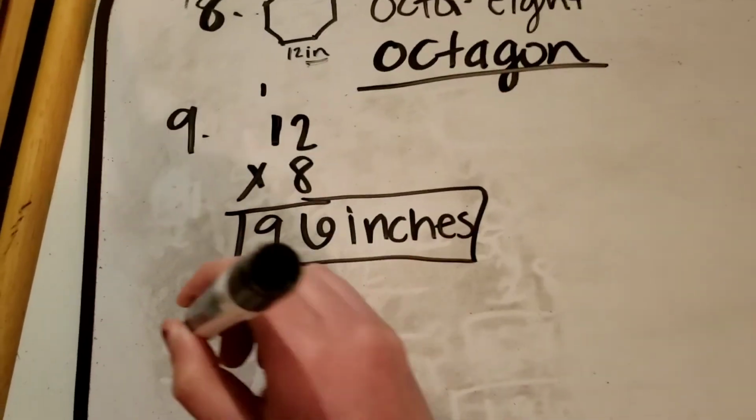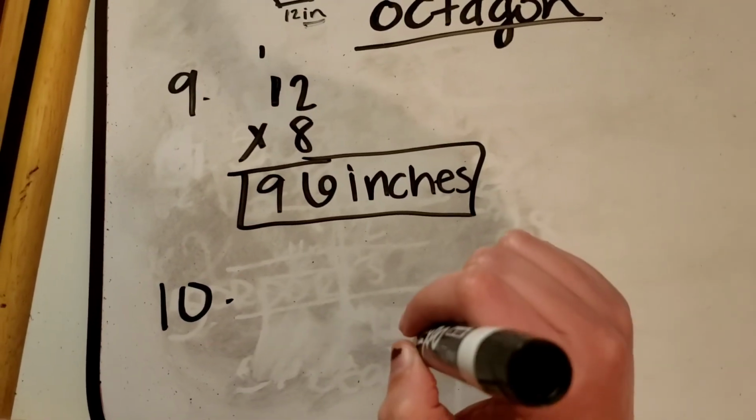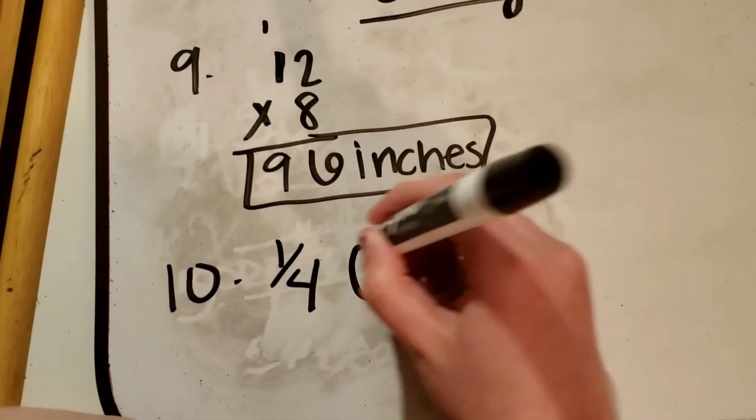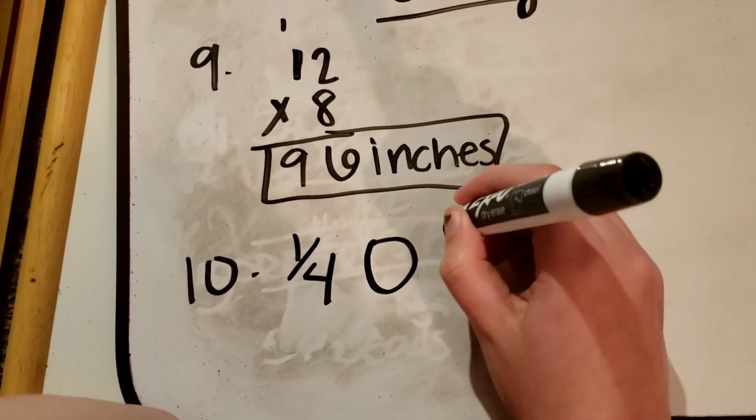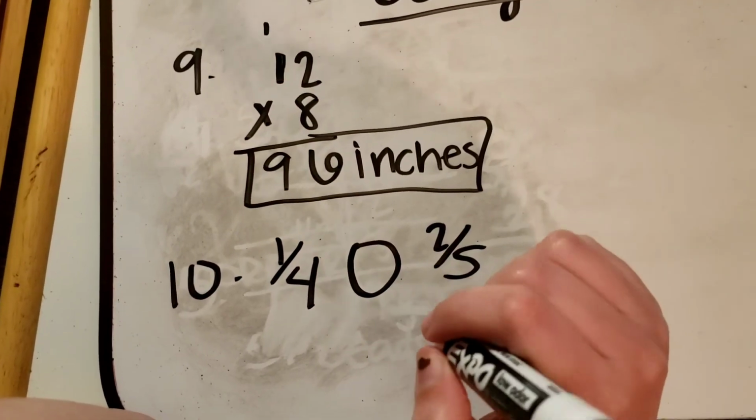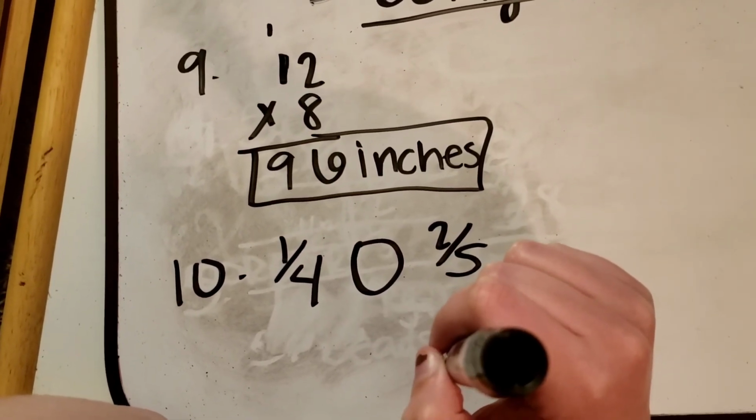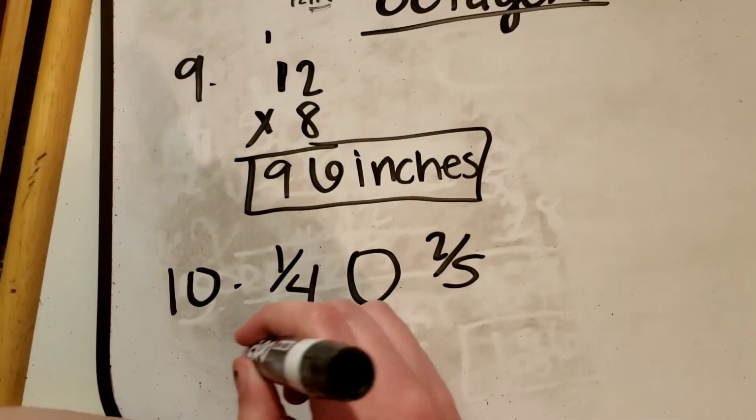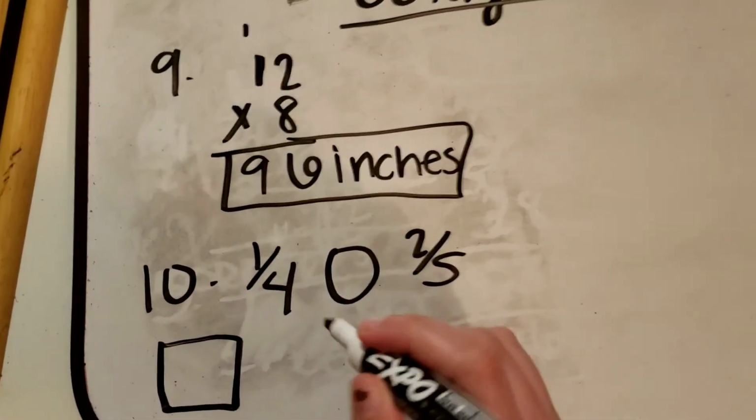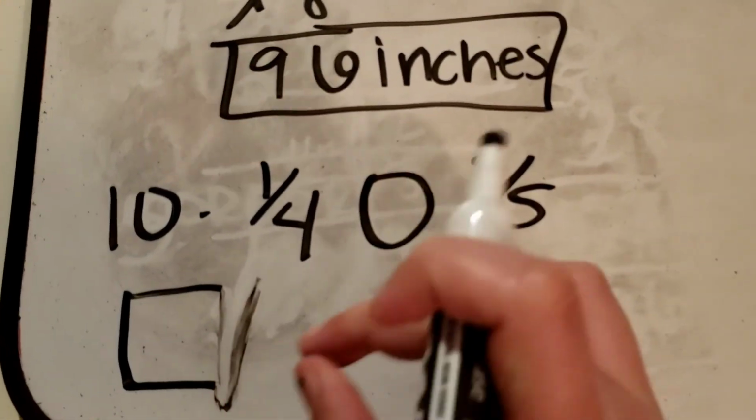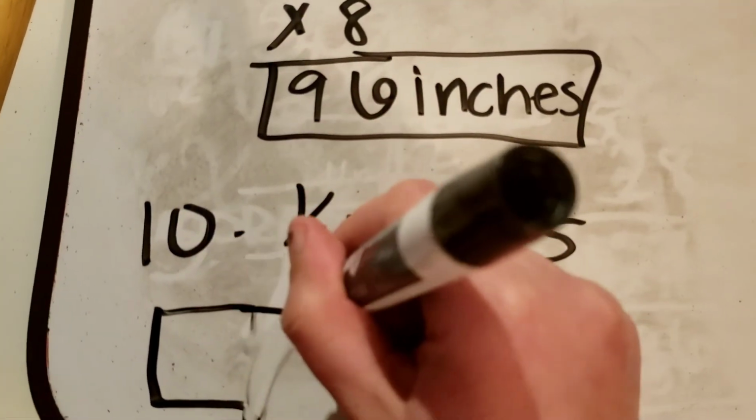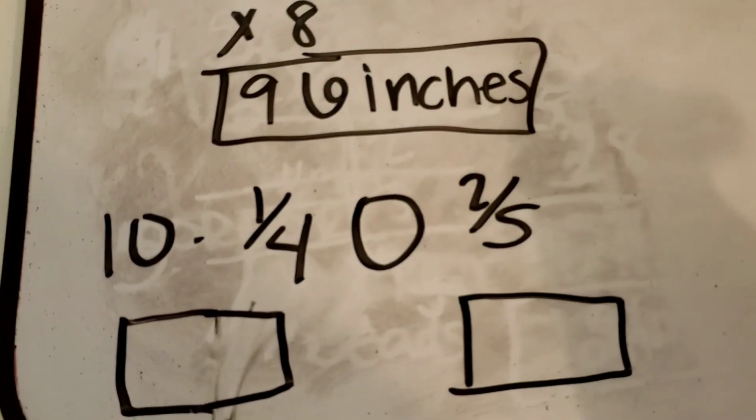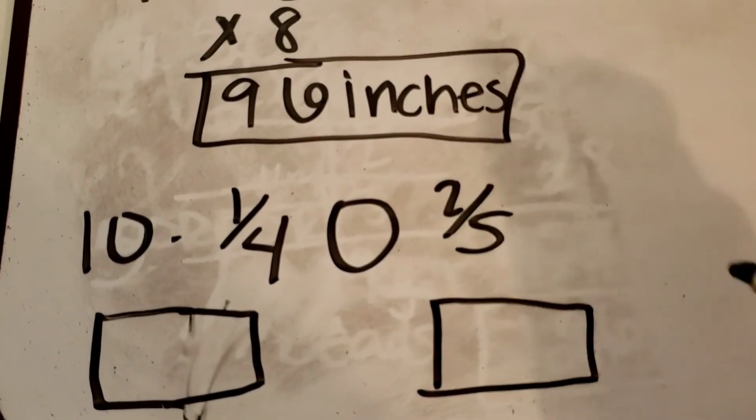All right, and number 10, it says compare these fractions. We have 1/4 compared to 2/5. And I also said to please draw and shade 2 congruent rectangles to figure out how you got your answer. So, oops, that's a square. 1 rectangle, 2 rectangles. They're not exactly congruent, but I'm trying my best.